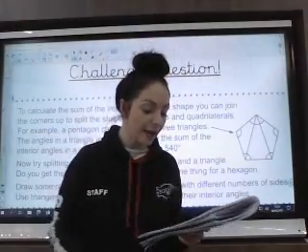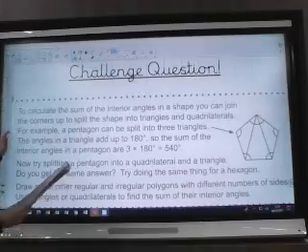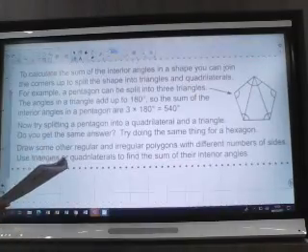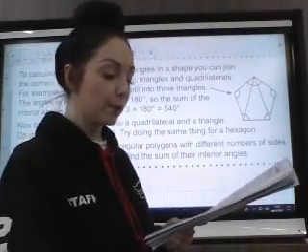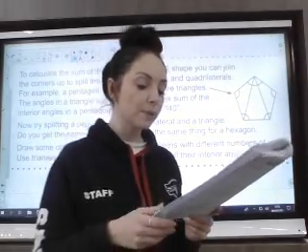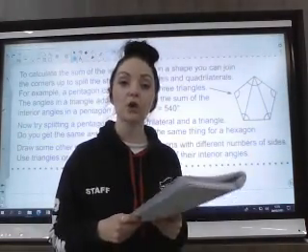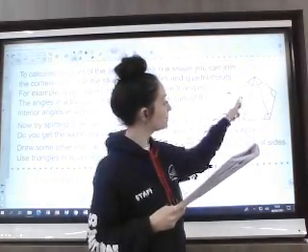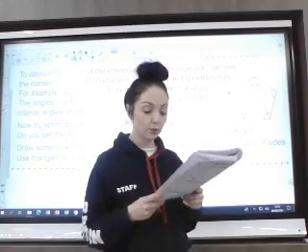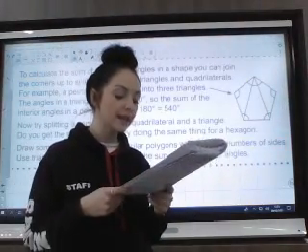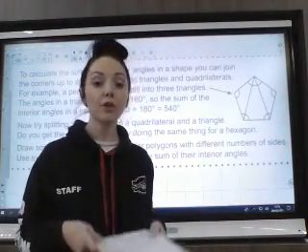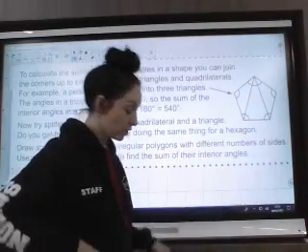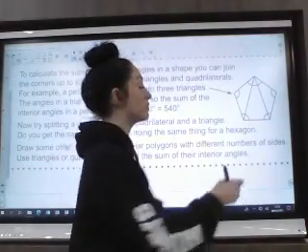Then you've got a challenge question to have a go at. On the bottom of page 63, it says to calculate the sum of the interior angles in a shape, you can join the corners up to split the shape into triangles and quadrilaterals, like it's done here. So it's split this up into 3 triangles. The interior angles in a triangle add up to 180 degrees. So the sum of the interior angles in a pentagon are 3 times 180, which is 540.